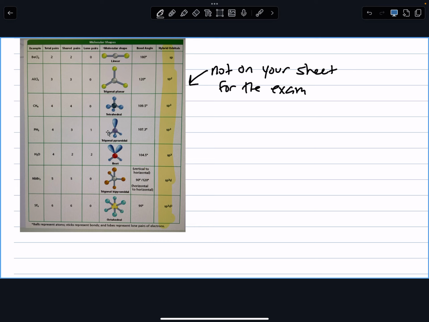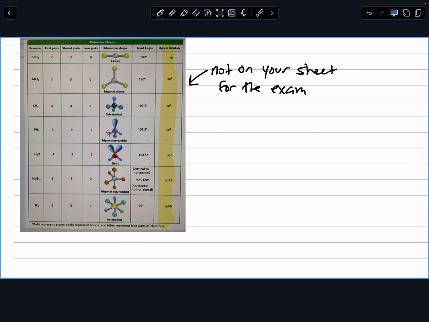Okay, so that's not on your sheet for the exam, so make sure you know the hybrid orbitals. Okay, now, are you guys comfortable if I were to give you a Lewis dot and ask you to draw it and tell me the shape?